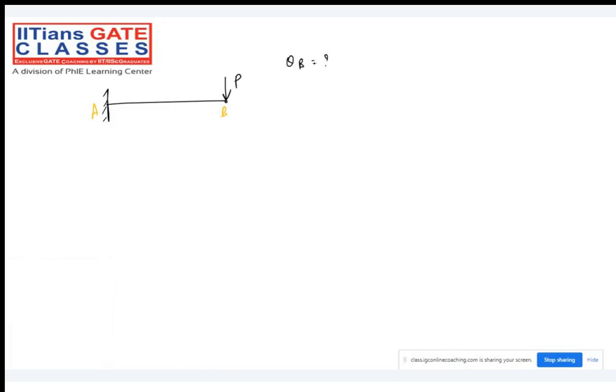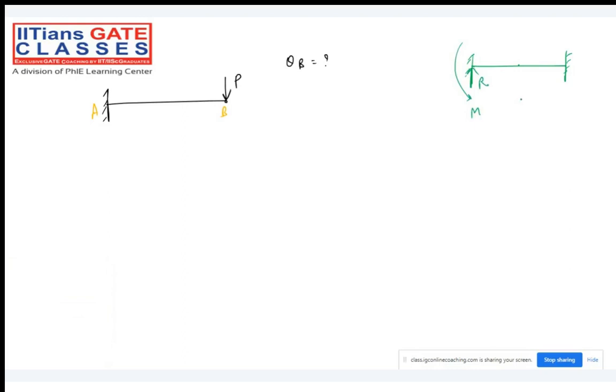The previous problem is a fixed beam. For that, it will be very lengthy, because in the fixed beam you don't know the reaction value. What we need to find, with the help of the strain energy method, is the reaction value, for example, or the reaction moment. So you can make use of this.